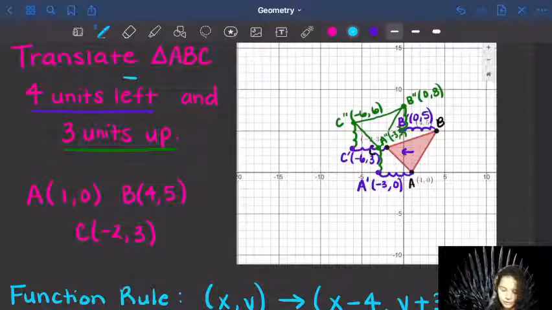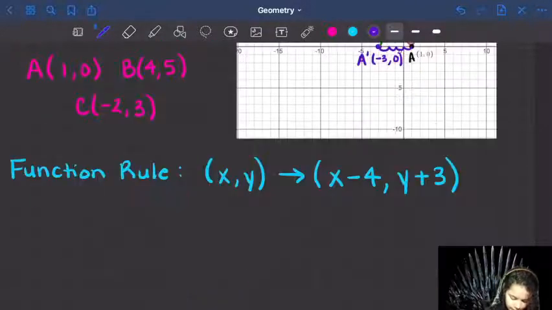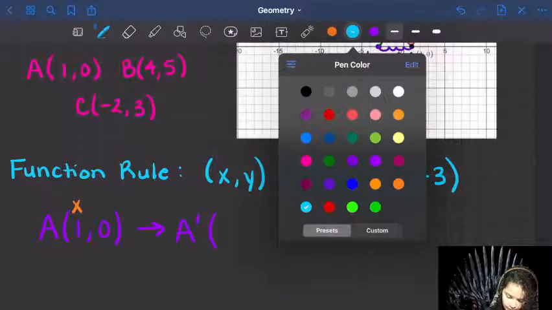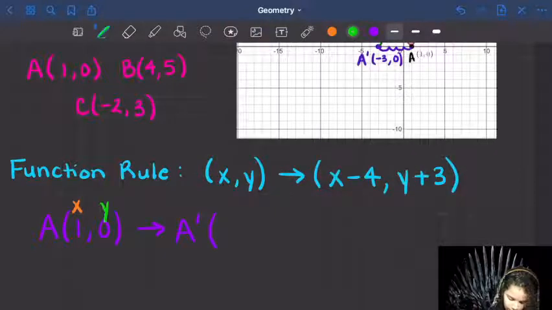So now that I have my function rule, all I have to do is test out each of my points. So let's say we'll start off with A, okay? And A originally was at 1, 0, okay? This right here, this 1, 0 is this x, y part of your function rule, okay? So now from there, I know that A prime, or the image, A image, okay? I have to plug in my x. So remember, whenever we have a point, this is our x, and this is our y, okay?